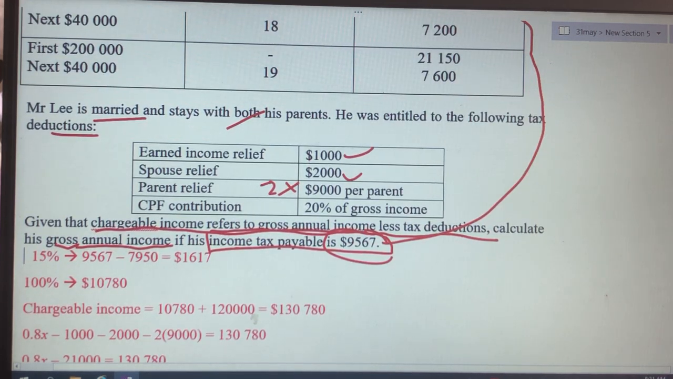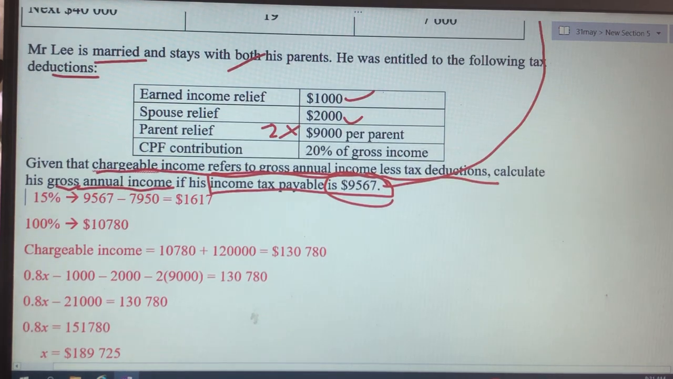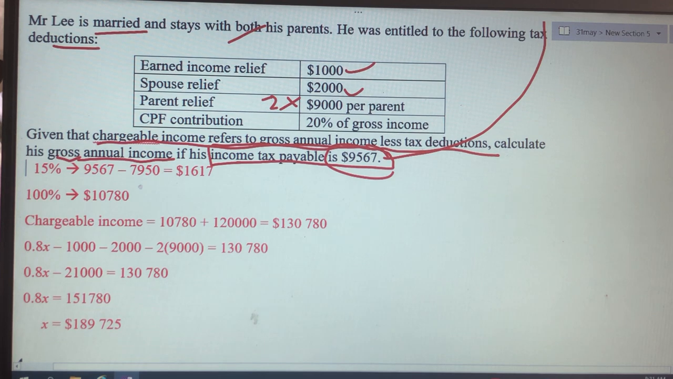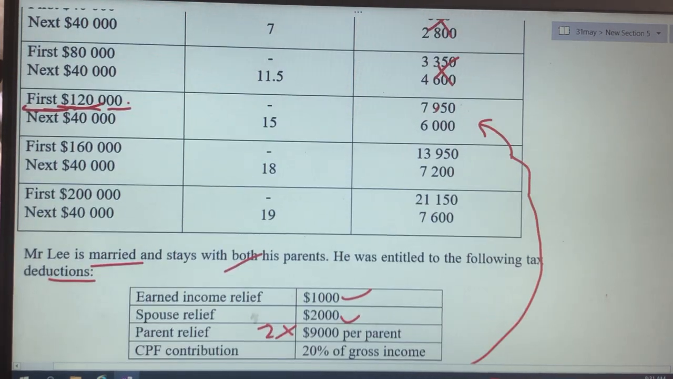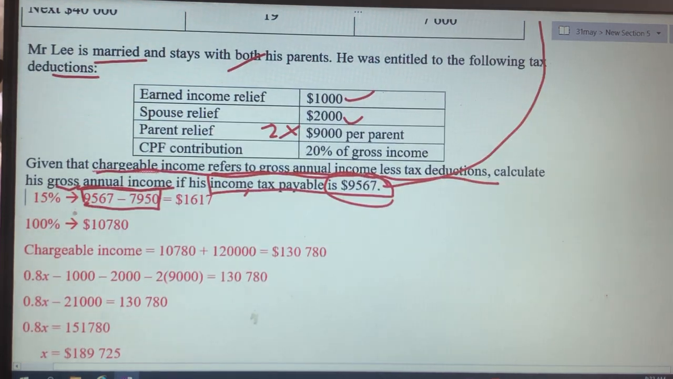Yeah, so this is actually done in the lower sec. You have done this before. Then now what we need to do is to take this minus this. Why minus this? Because for the first part, right, is 7950. We are trying to get this 15%, so we don't want this part here. Okay, and then you will find that, oh, your 15% is this.